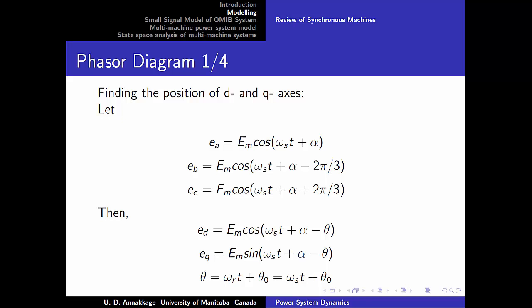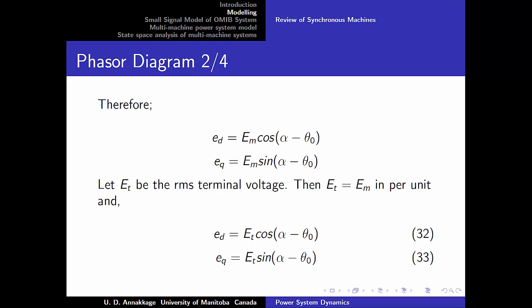Now if we substitute theta in the equations for ED and EQ, we get these equations for ED and EQ. Since we use per unit, we can also write ED and EQ as ED equals ET cos alpha minus theta naught and EQ equals ET sin alpha minus theta naught.